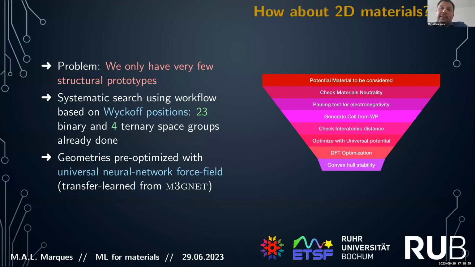Actually, one can even say that data is more important than the neural networks. So data is certainly the most important thing. So we had to go around this, and in order to get data, both to train our networks and second, to obtain prototypes, we did a systematic search using a workflow that is based on space groups and Wyckoff positions. At the moment when we submitted this paper, we had studied 23 different Wyckoff space groups, binaries and 4 ternary space groups. Now we have considerably more.